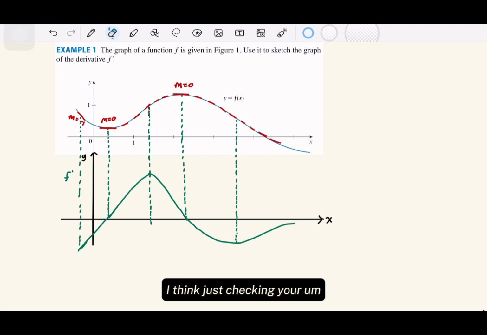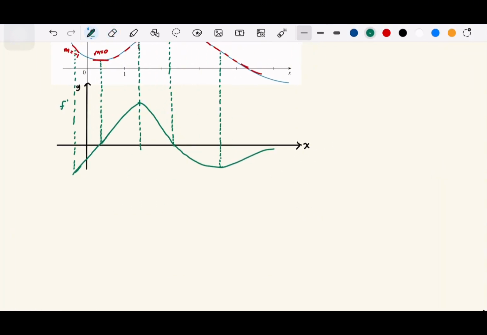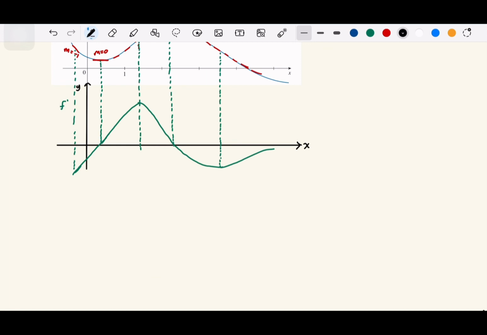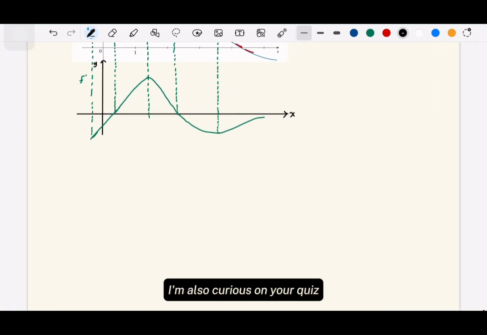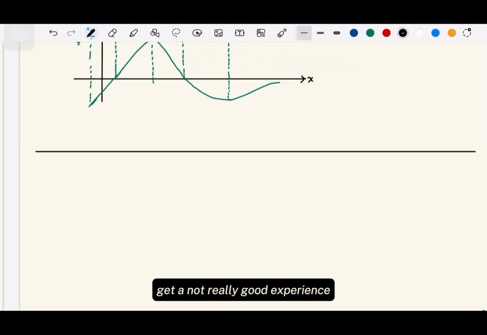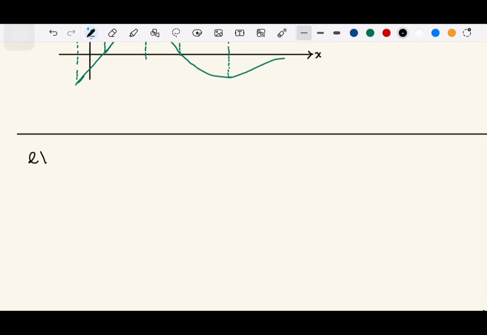I think this is just checking your understanding of limits. Let me go through some examples. I'm also curious about your quiz, and I don't want you to have a not really good experience. So let me try questions. Example: exercise on limits.